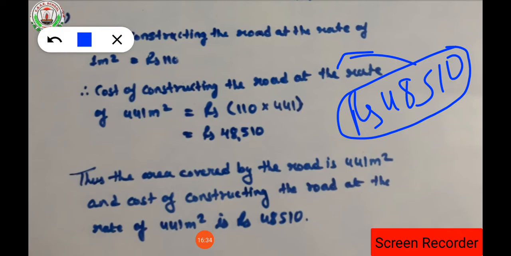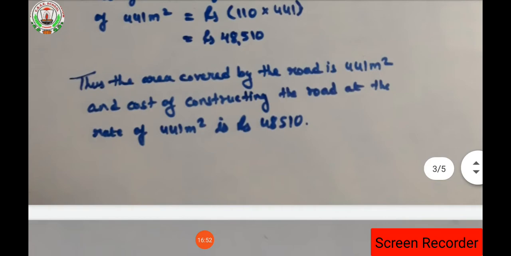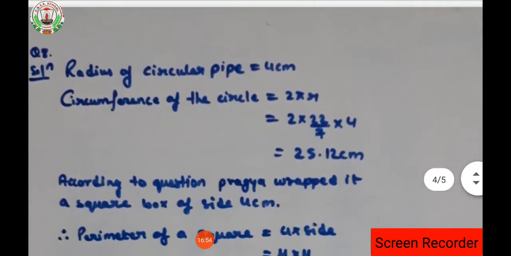Okay. Thus, how much area is covered by the road? That is 441 meter square. And the cost of constructing the road at the rate of 441 meter square is rupees 48,510. Clear everyone? Hope you understood what I am teaching you.